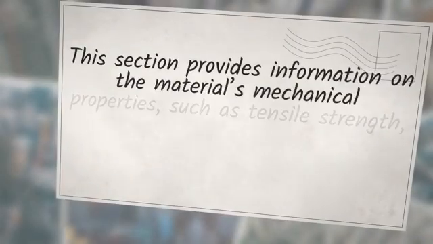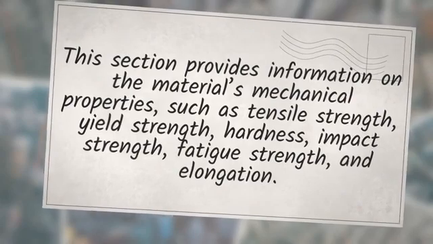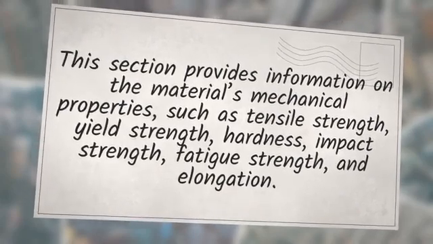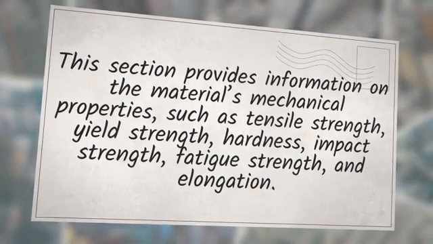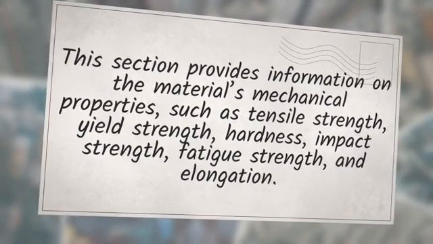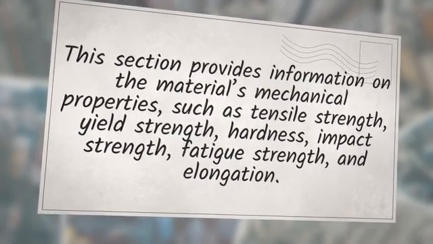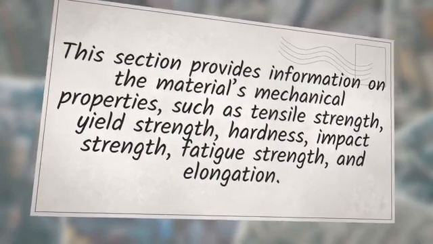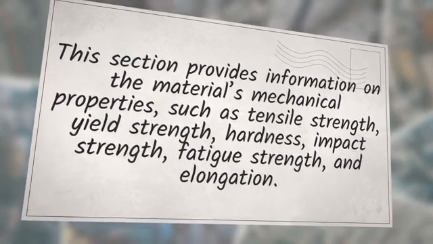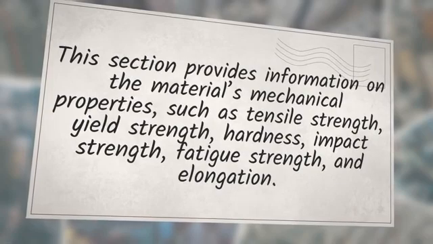This section provides information on the material's mechanical properties, such as tensile strength, yield strength, hardness, impact strength, fatigue strength, and elongation. Compare these values to the specified requirements for your application. These properties are essential to understand when selecting materials for specific applications to ensure that the material can withstand the required loads and stresses.